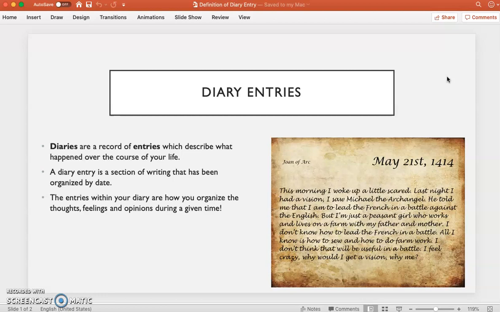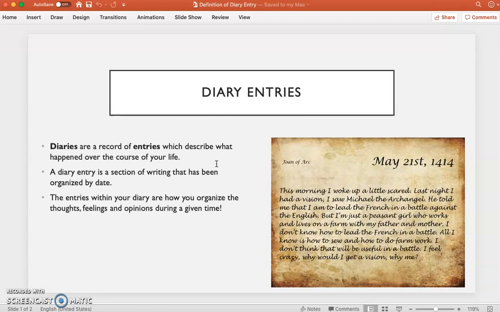So diaries, they have recorded entries. They often have dates, as you can see here. So this is just an example of a date in the corner. And it's a place to put your thoughts and opinions, usually during a given time. Diaries are used a lot as primary sources in social studies. So when we're studying the past, we'll find diary entries from people who actually were in the events, and we trust those as main resources of what actually happened because the people went through it.